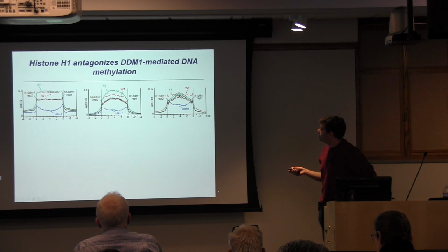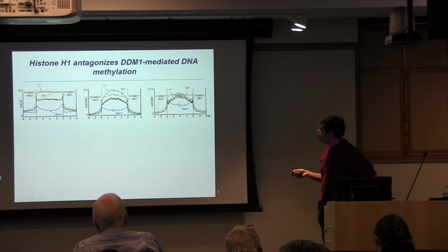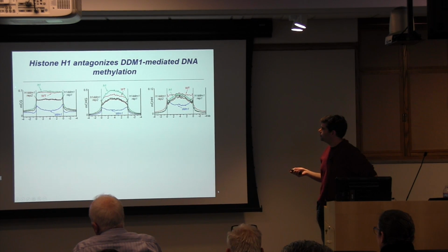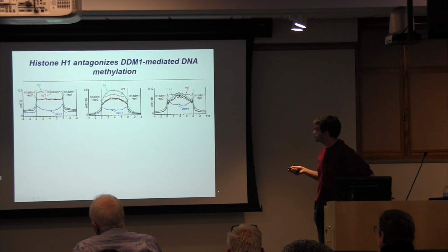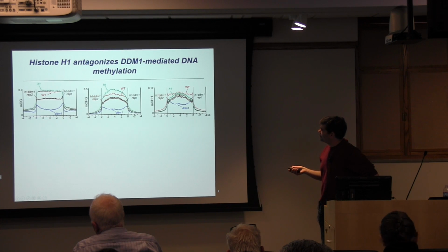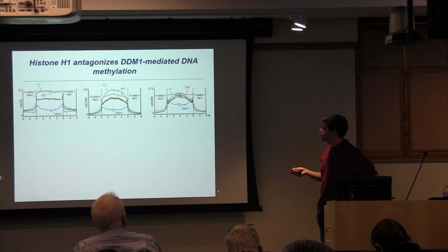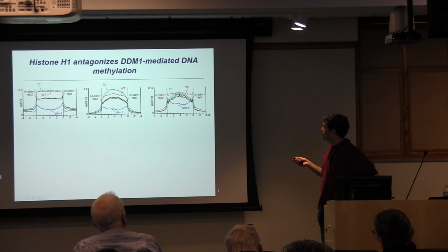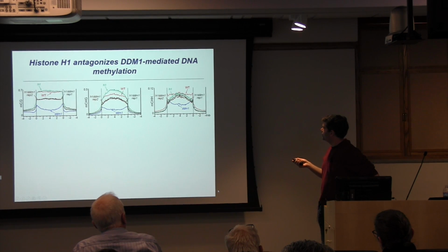These are the same kinds of plots, shown for H1 now in green, wild type in red, DDM1 in blue, and two replicates of compound mutants between H1 and DDM1 in brown. And in all sequence contexts, the amounts of DNA methylation in these H1 DDM1 compound mutants are much higher than DDM1. This is particularly dramatic for CHH methylation, where basically the compound mutants look like H1.